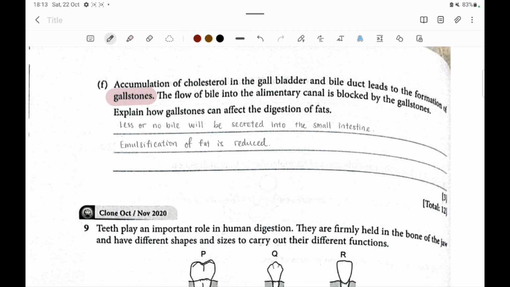We can add one more or two more points. So this one, because the emulsification of fat is reduced already. So smaller surface area for lipase activities, and then digestion of lipids becomes slower.